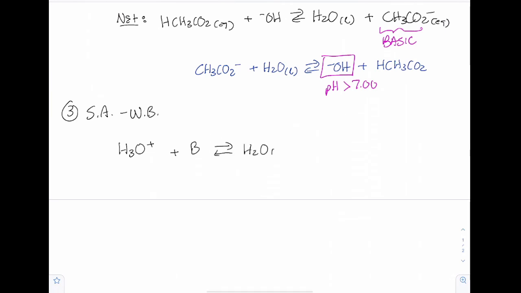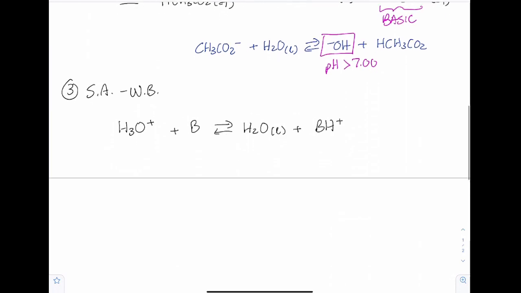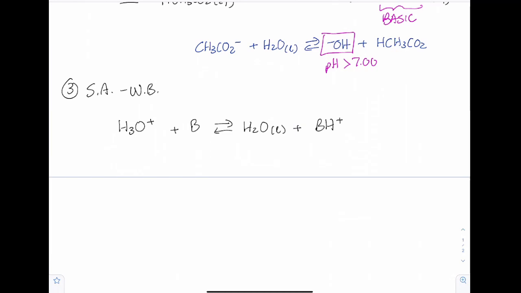Again, we're going to get water plus my conjugate acid, which I'm going to write as BH+. So we're taking a proton from hydronium and giving it to my base. So we added H+ to this, making it my conjugate acid. This lost a proton to form water, which is my conjugate base in this case. If we were to use a real example, let's use HBr since we just mentioned it, plus let's use CN- as my base.